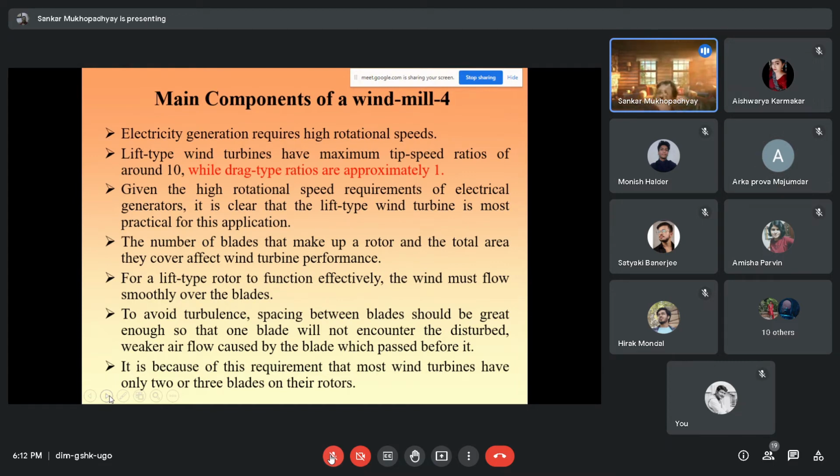সো দ্য নাম্বার অফ ব্লেডস কটা তুমি দিতে পারবে তারও একটা লিমিট থাকে। The number of blades that make up a rotor and the total area that affect the wind performance. For a leaf type rotor to function effectively, the wind must flow smoothly over the blades. To avoid turbulence, spacing between the blades should be great enough so that one blade will not encounter the disturbed weaker airflow caused by the blade which passes before it. It is because of this requirement that most wind turbines have only two or three blades on their rotors.